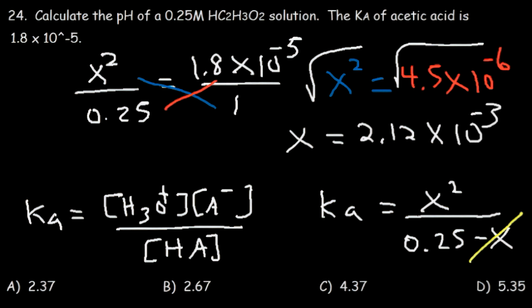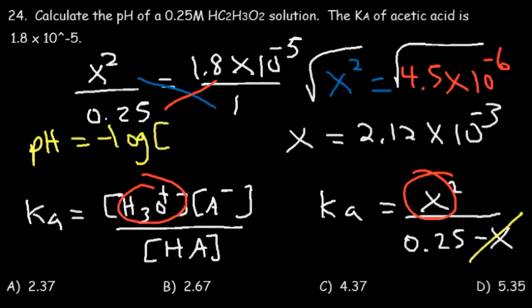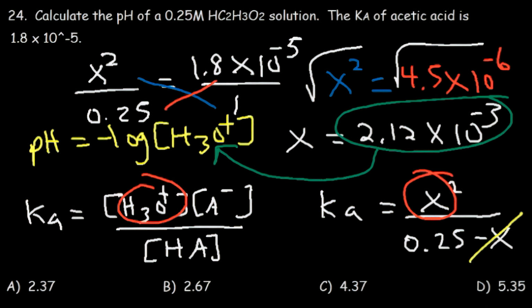Now keep in mind, x represents the concentration of H3O plus. So therefore, we can now find the pH. So the pH is equal to negative log of the H3O plus concentration. And so we can take this value and plug it in for H3O plus. So if you type in negative log of 2.12 times 10 to the minus 3, you're going to get an answer of about 2.67. So B is the right answer for this problem.